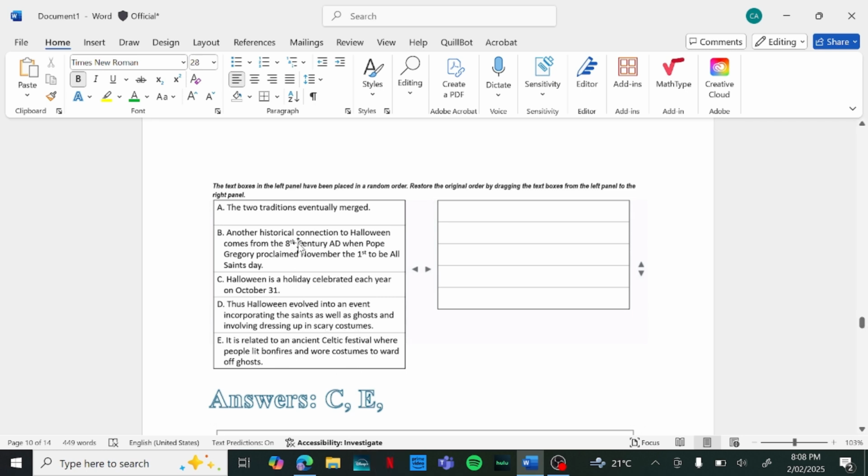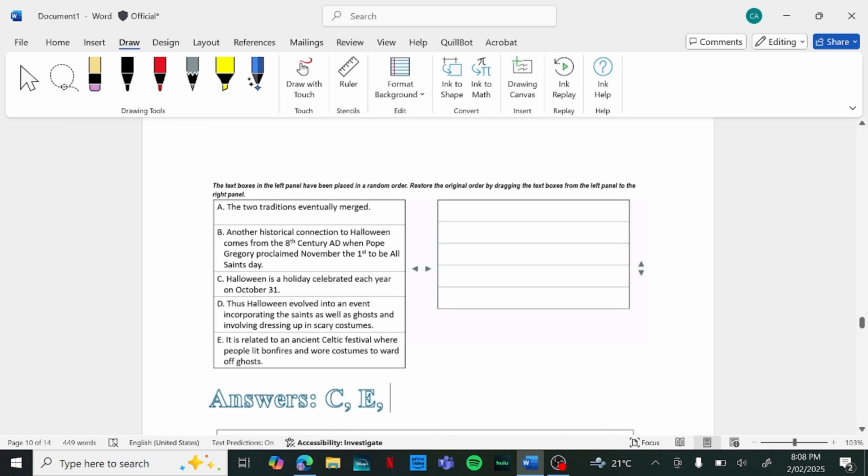So this one has been cancelled out, and this one has been cancelled out. The best way to go through this would be to use these markers. So we're going to go with this first. We're going to make this our A, and then we're going to make this our B. So C, E is our start in the reorder.